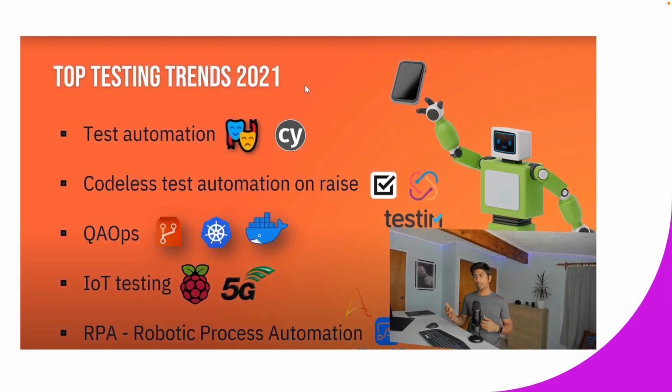The testing trends of 2021 that we saw were these. We discussed that test automation testing tools are going to keep rising, like Playwright and Cypress. Similarly, codeless test automation is going to be on the rise as well, and QA ops, IoT and RPA.